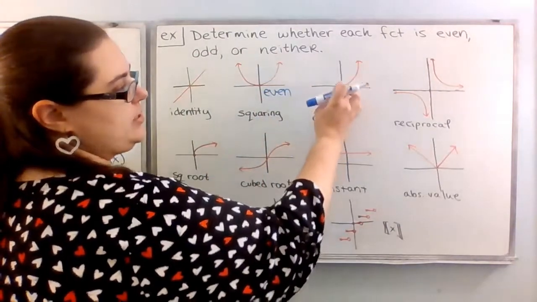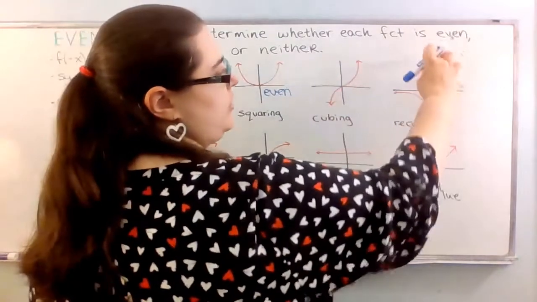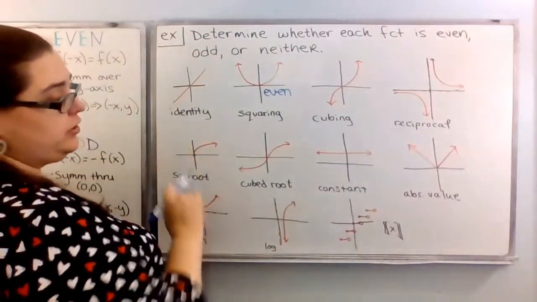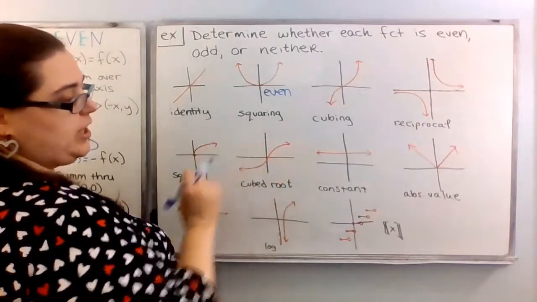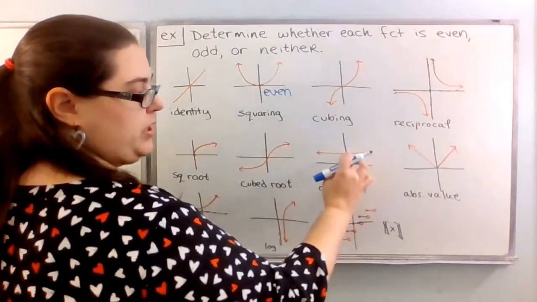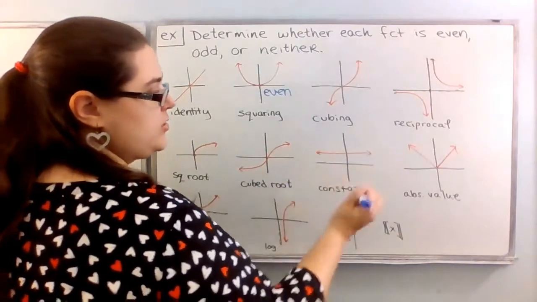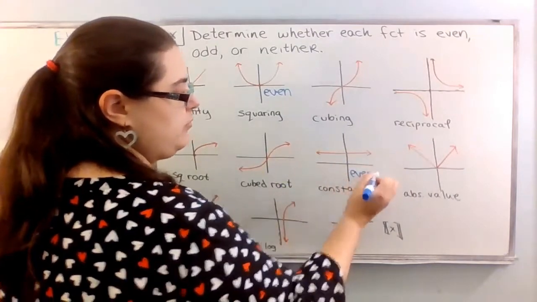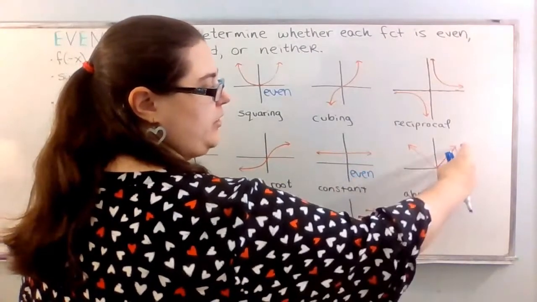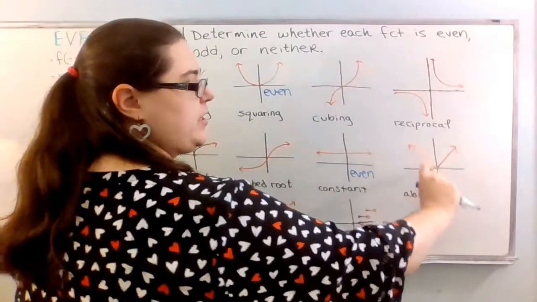So this one is not the same. This one is not the same over there. There's nothing over here. This one's not the same. This one is, right? So we have this horizontal piece and this horizontal piece. So this one's even. So is the absolute value, because we have this piece here, and if I were to reflect it, I would get this piece here.